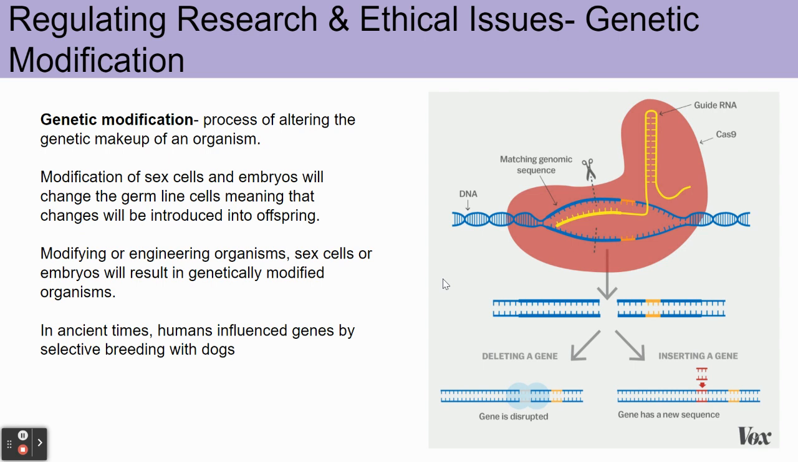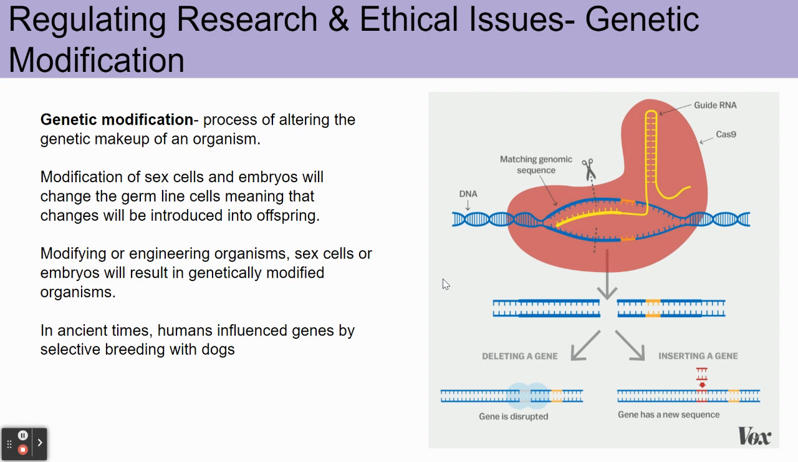The first that we're going to look at is genetic modification. Genetic modification is the process of altering genetic makeup. The idea of modifying sex cells and embryos will change the germline, which means that the changes will be introduced into the offspring, and then will carry on in further lineages down the track. Modifying these sex cells or embryos will result in a genetically modified organism.